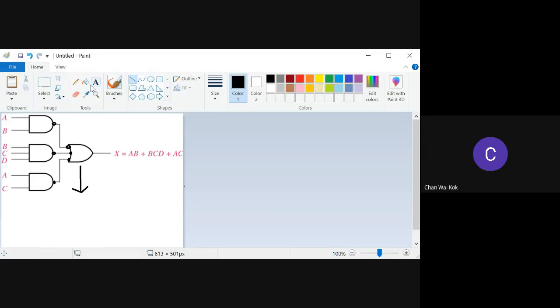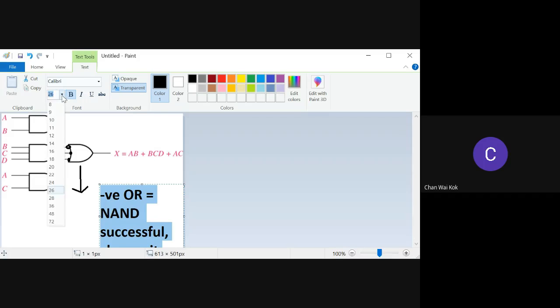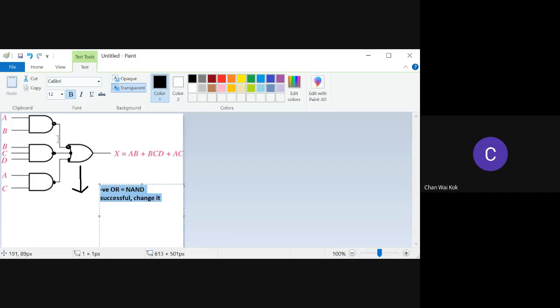What is this? You remember the terms? What do you call that? Negative NOR equals NAND, isn't it? So then you can change this to become a NAND gate, because this is a negative OR gate. Correct? So you have already successfully changed it to NAND gates only.